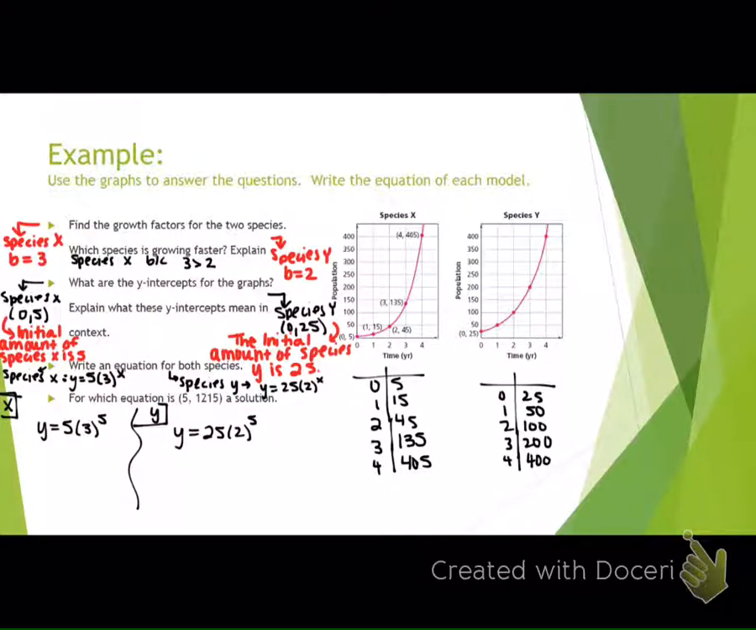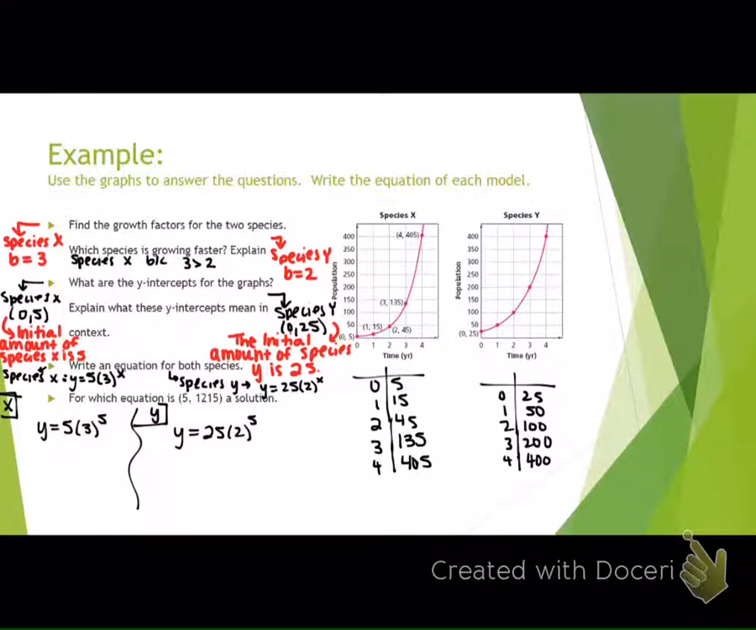We wrote equations in the previous step. It says which equation has the solution. So if you substitute 5 in for x, it will give you a y. If it matches that y, it's a solution. We've done this before. Haven't we done this before? When we check for solutions, right?